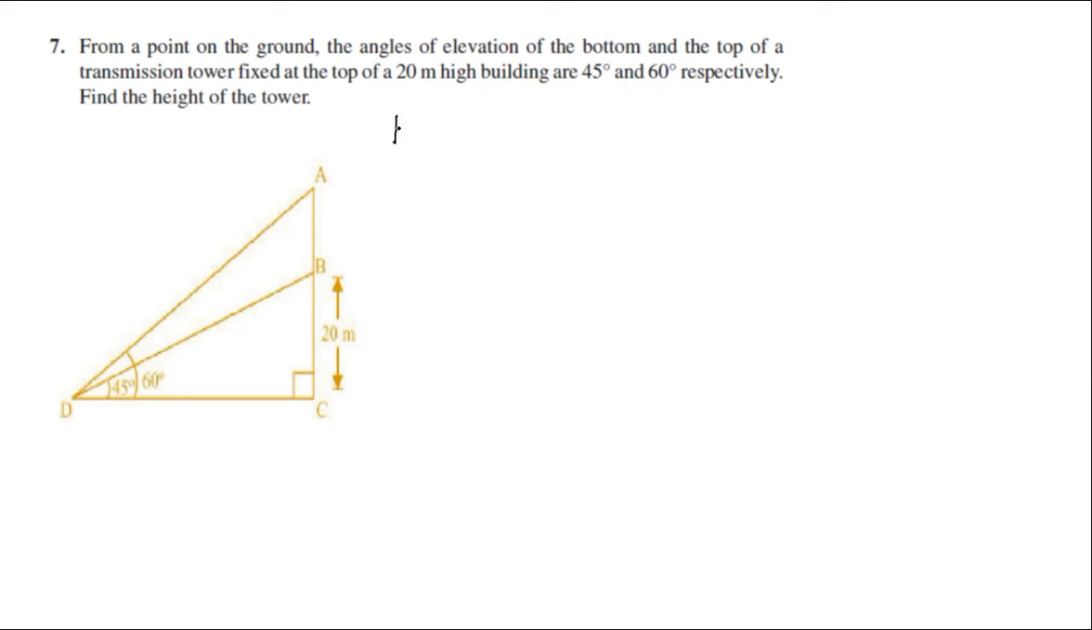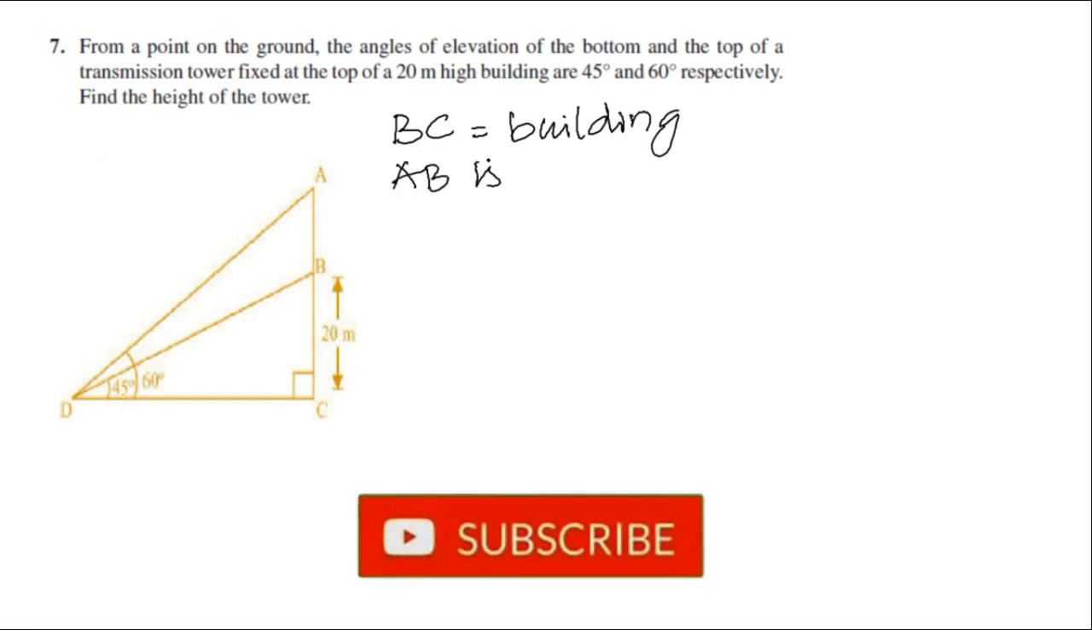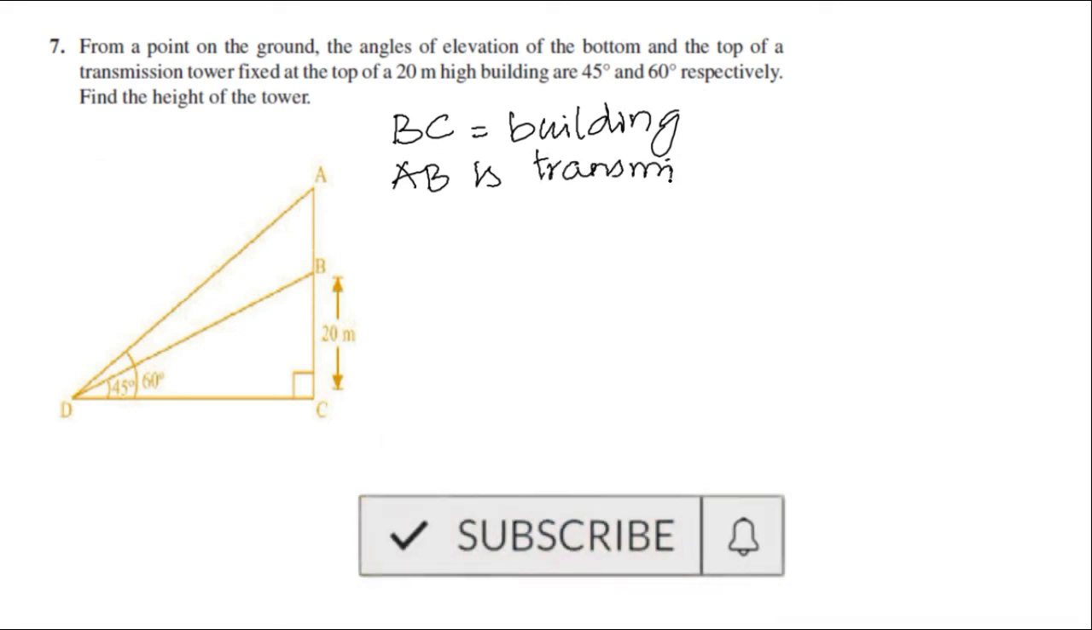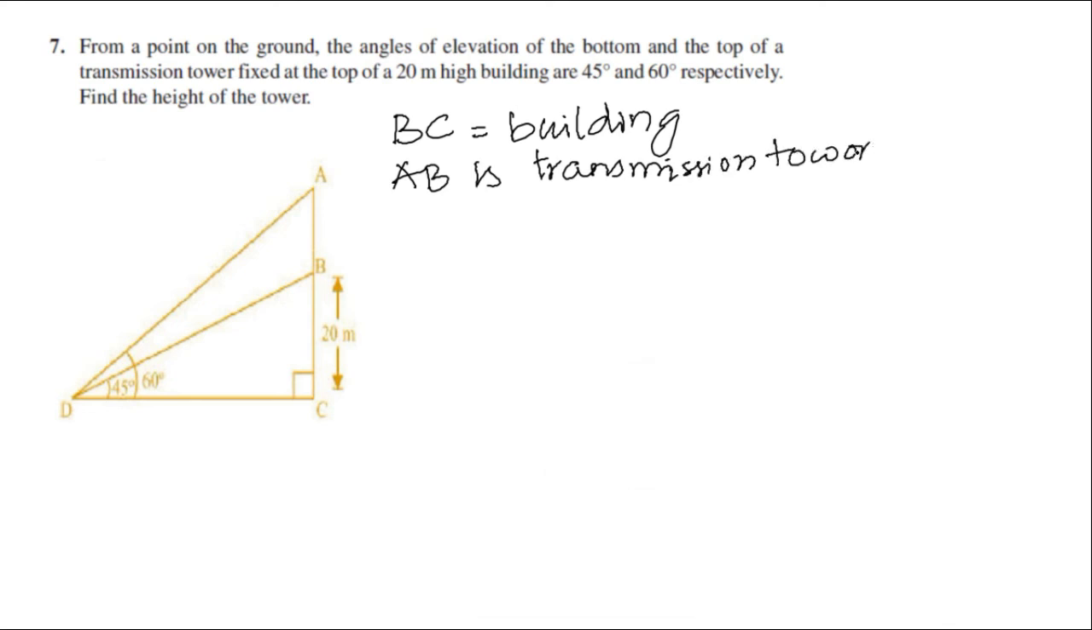Here I have drawn a figure. In this figure, BC is the building which is 20 meters, AB is transmitter or transmission tower. This particular tower, the top and the bottom are viewed at the point D. So the angle of elevation is 45 degree and 60 degree for bottom and the top respectively.